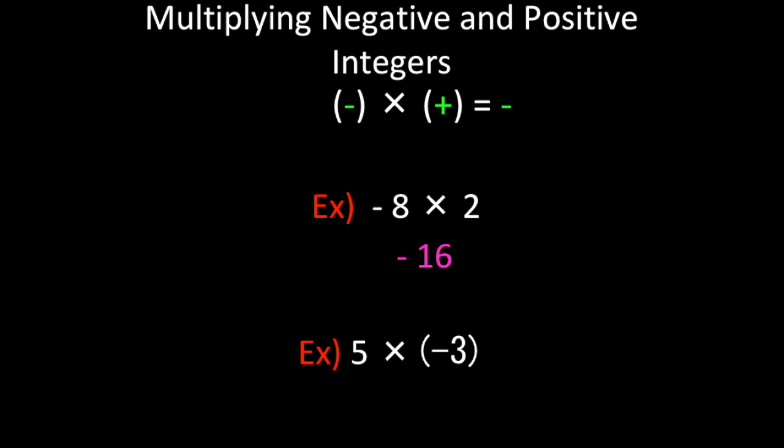Now, let's look at the second example. 5 times negative 3. As you can see, now the first number is positive and the second number is negative. Because one of them is negative, your answer will be negative. So whenever one of the numbers that you're multiplying is negative, your answer has to be negative. In this case, 5 times 3 is 15. Because one of the numbers is negative, your answer is automatically negative.